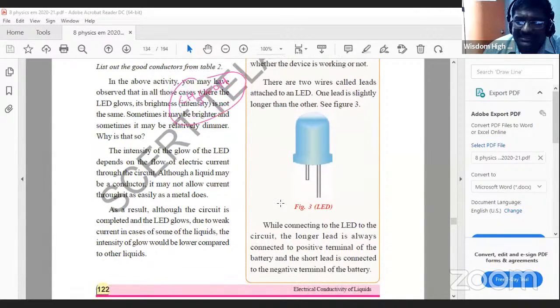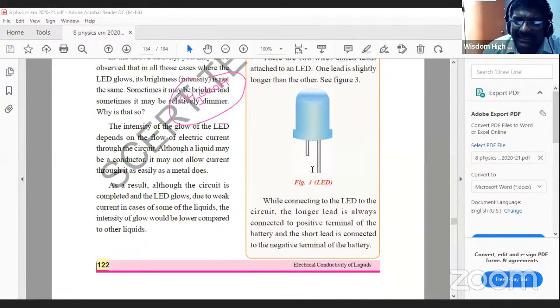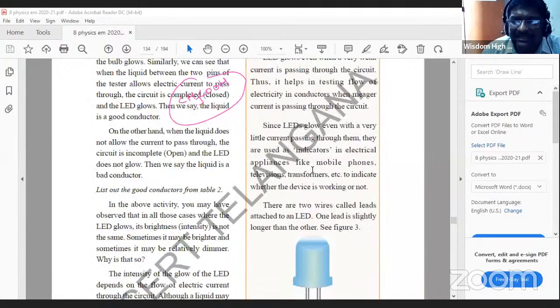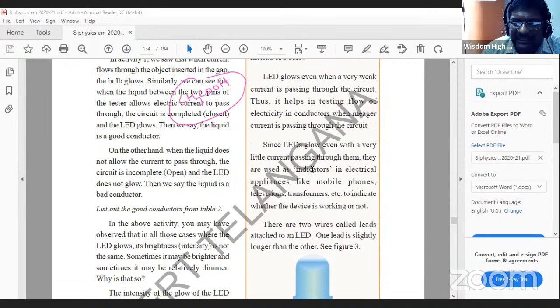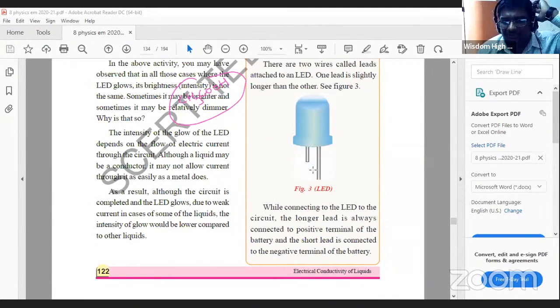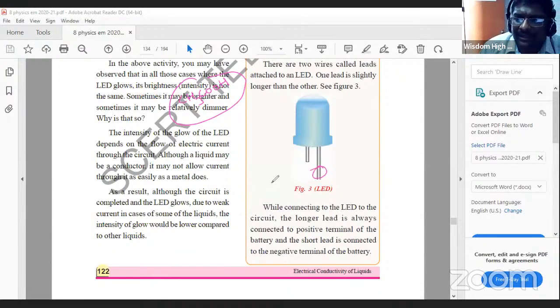Next, we discuss how to join that LED bulb to the electric circuit. You can identify the longer terminal very clearly. The battery has a positive terminal and a negative terminal. When we connect the LED to the circuit, the longer lead should be joined to the positive terminal of the battery, and the shorter one to the negative terminal.